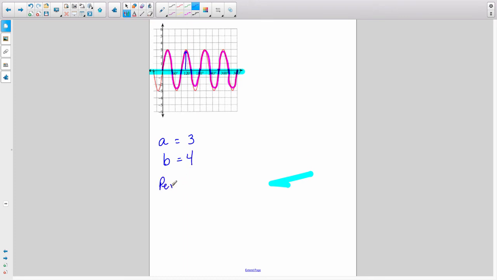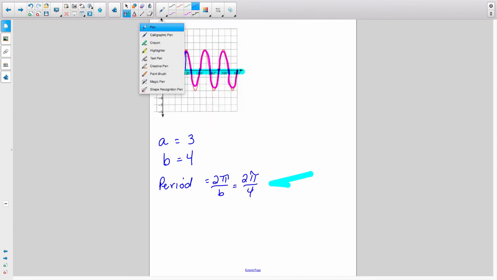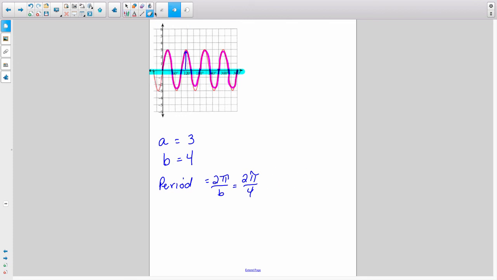Now what's my period? In other words, how long is just one little cycle? I could count degrees here. It's looking to me to be around 90 degrees to do one cycle. But let's use our formula. It's 2 pi over B. In our case, that would be 2 pi over 4, which is pi over 2, 90 degrees. We were right. Okay, so there we go. Next graph.